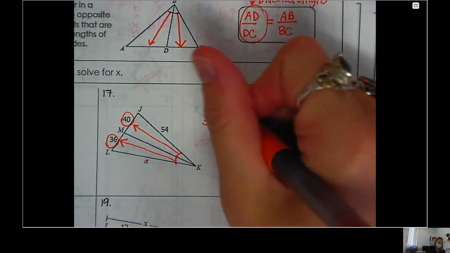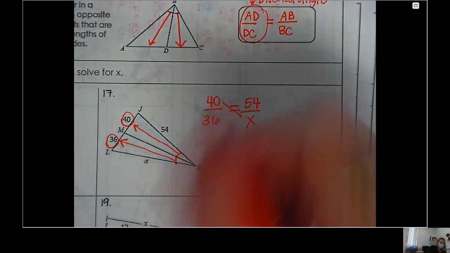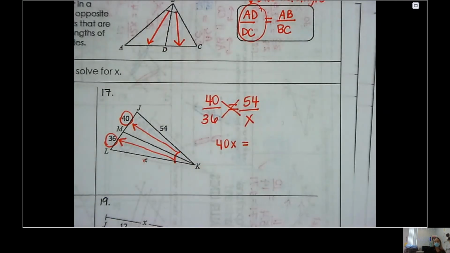Good. 54 is on the same triangle as the 40, so 54 comes first. X is at the same one as 36, so X comes last. And now it's just like what we did before. It's just cross multiplying. So what's 40 times X? And what's this big number? 54 times 36.